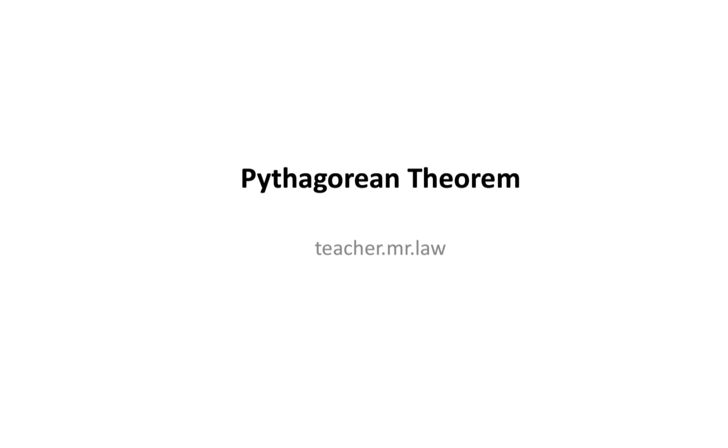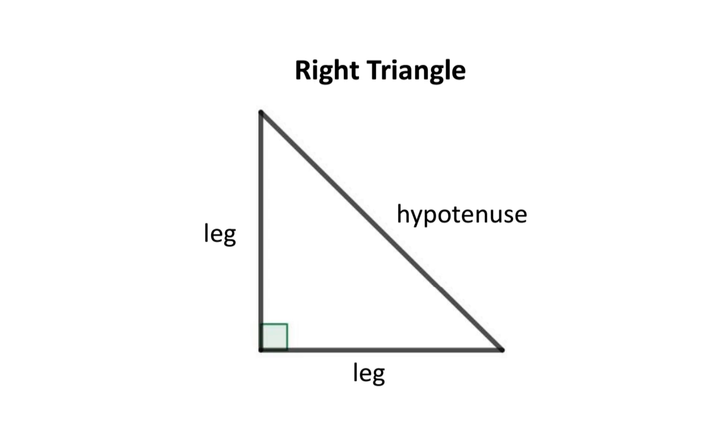In today's lesson, we'll be learning about the Pythagorean theorem. In a previous lesson, we learned about the right triangle. The longest side of a right triangle is called the hypotenuse, while the other two sides are sometimes referred to as legs.